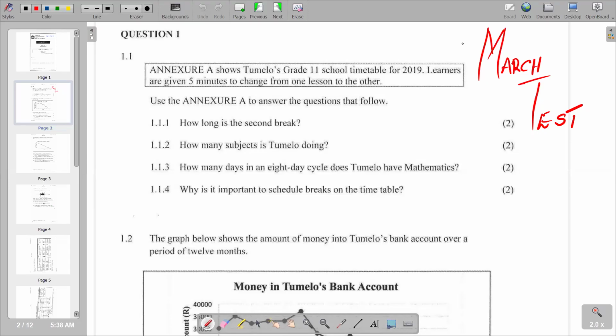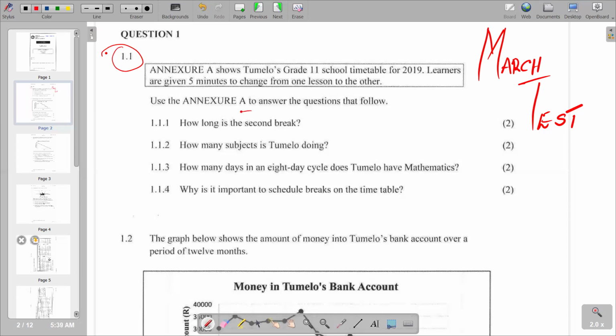Today we're going to look at a question from a March test exam paper. So we are going to look at question 1 on that question paper. That is, we are going to start on question 1.1. Our question reads, Annexure A shows Antonello's grade 11 school timetable for 2019. Learners are given 5 minutes to change from one lesson to the other. Use Annexure A to answer the questions that follow.